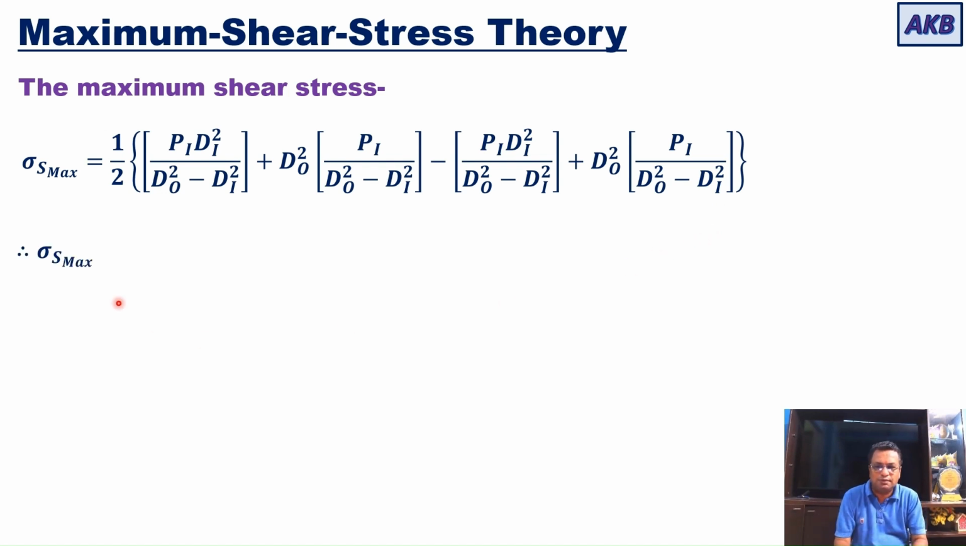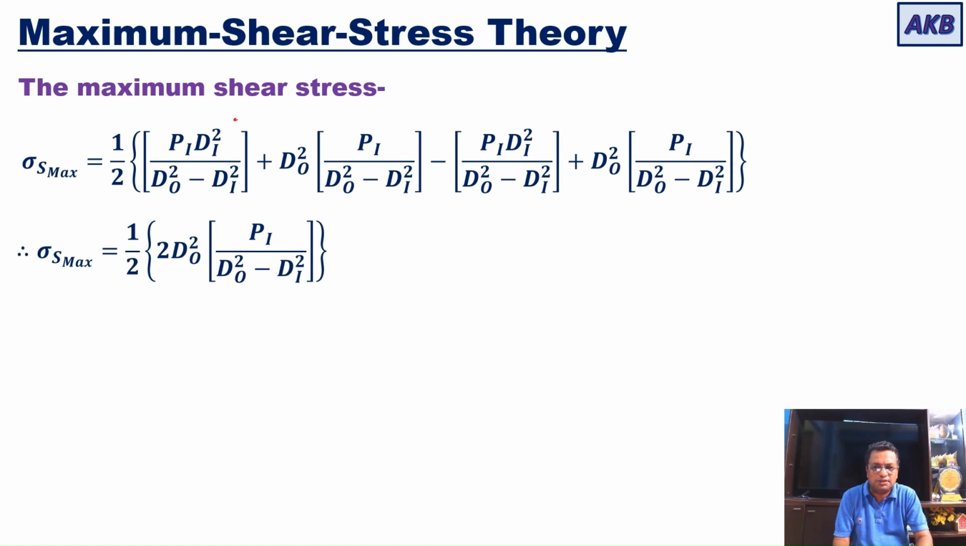Okay, so that will give us sigma S max as 1 by 2 into 2 times of do square into pi upon do square minus di square. Why? Because the first term, pi di square divided by do square minus di square, will get cancelled out with this. So this minus this, and you have addition of the same two terms, that is do square into pi upon do square minus di square.